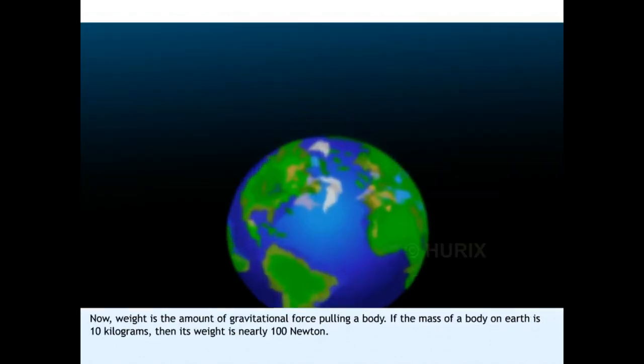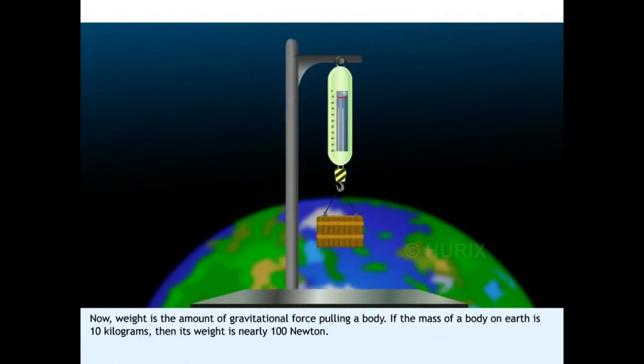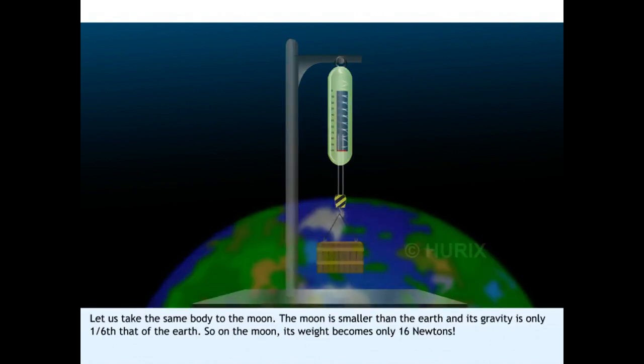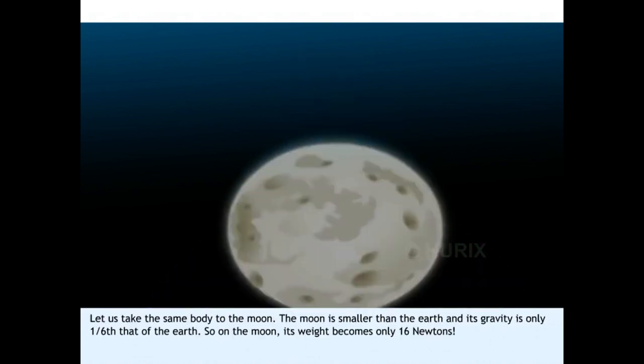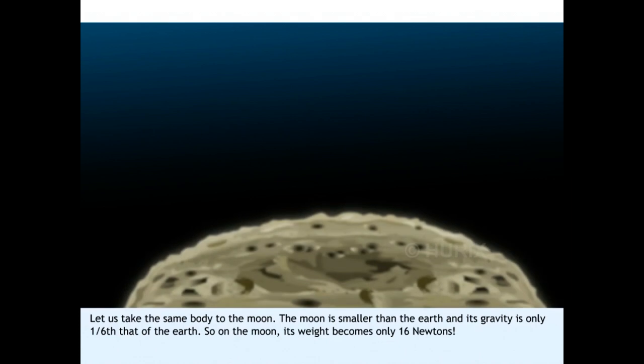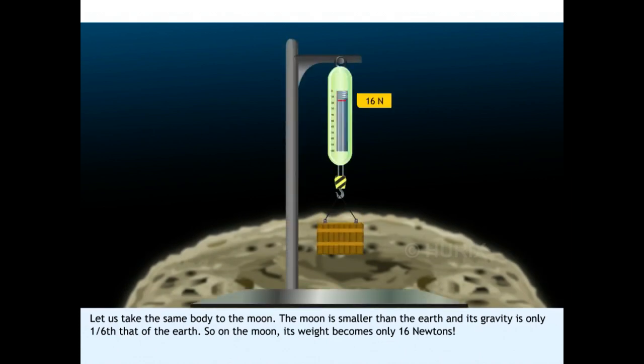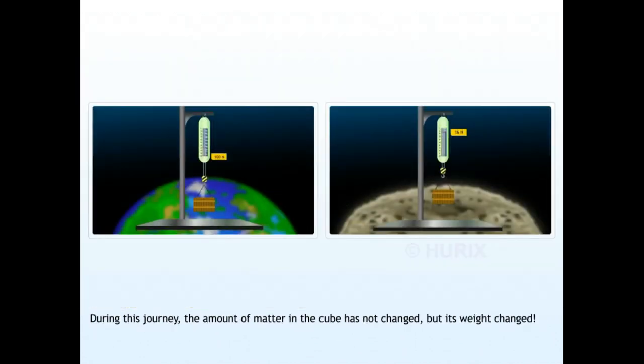Now, weight is the amount of gravitational force pulling a body. If the mass of a body on Earth is 10 kilograms, then its weight is nearly 100 Newton. Let us take the same body to the Moon. The Moon is smaller than the Earth and its gravity is only 1/6 that of the Earth. So on the Moon, its weight becomes only 16 newtons. During this journey, the amount of matter in the cube has not changed, but its weight changed.